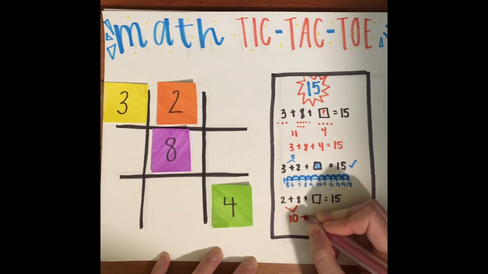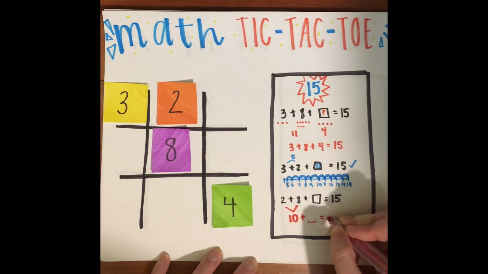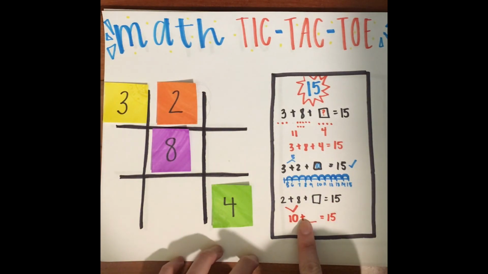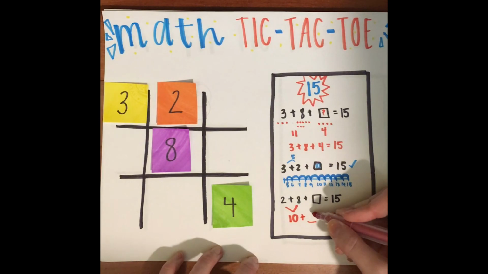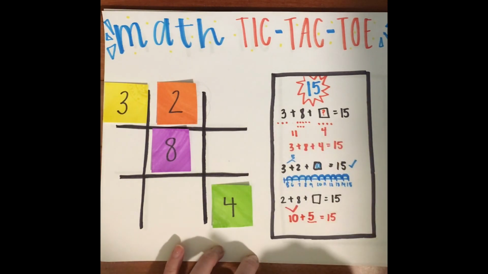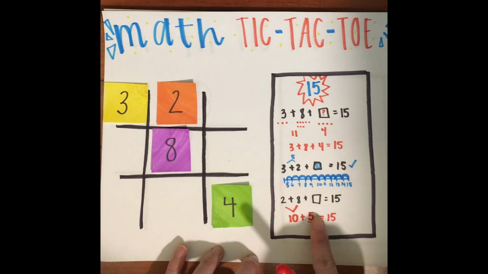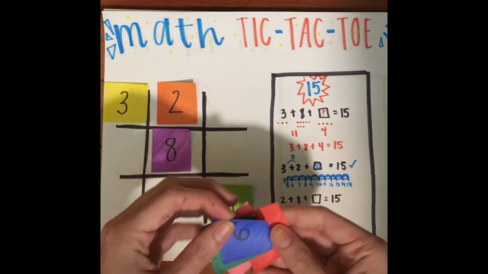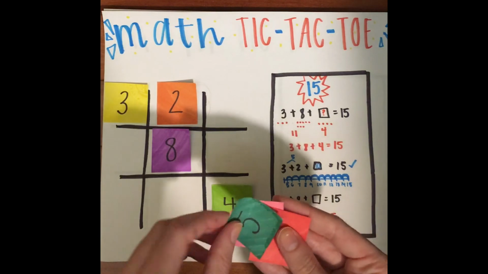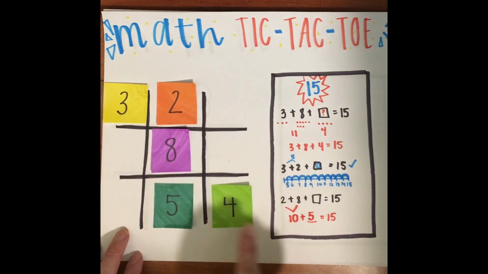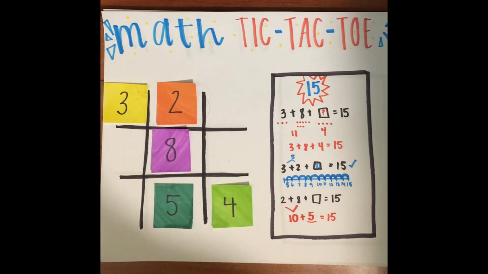So then I can see 10 plus what number equals 15? So here, if you know your tens facts really well, then you know that 5 would go here. Or you could go back to one of your other strategies and you could draw your dots or a number line to find that missing addend. But good job if you knew that was 5. So then I can go and look for my 5 number card and put that one there. And now I have 2 winning tic-tac-toes.